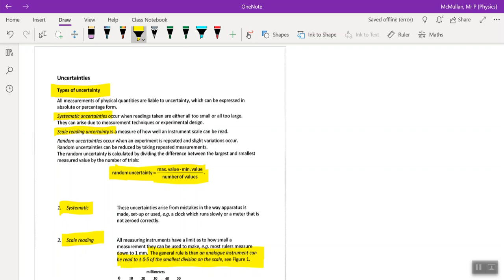centimeters exactly. So systematic errors occur when you are taking readings that are too large or too small, and these are usually down to experimental design and the equipment you are using. Scale reading uncertainty is how well can an instrument be read. Now, a digital ammeter or voltmeter, you can read that quite easily. It gives you a value on the screen.